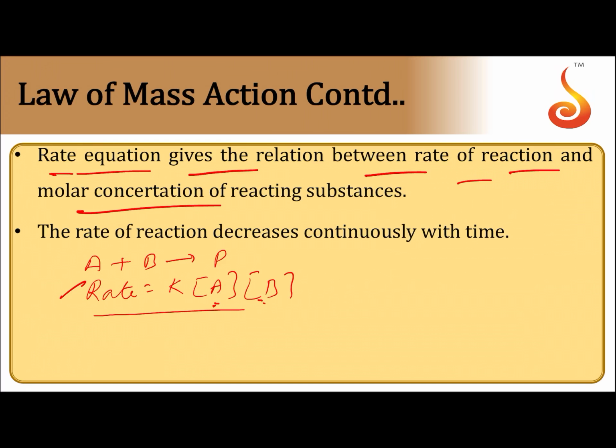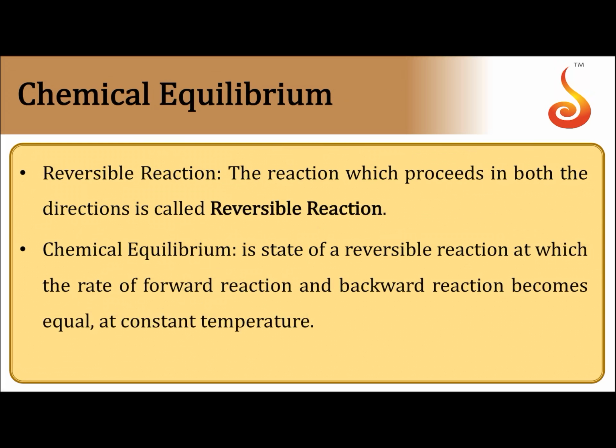The rate of reaction decreases continuously with respect to time. The rate depends upon the concentrations, and the concentration in turn depends upon the time, because the concentration of reactants decreases continuously with respect to time, and thereby the rate of reaction also decreases. So as time runs, the concentration of reactants is decreasing, and thereby the rate of reaction also decreases with respect to time. So rate is not a constant, rate always decreases with respect to time.